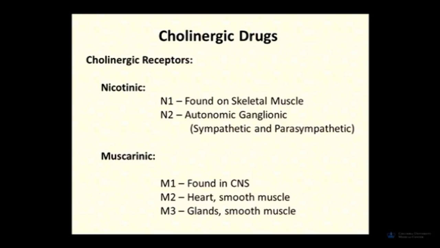M2 receptor, mostly found on the heart, can cause things like reduced heart rate, decreases heart rate. Also found on smooth muscle, and when stimulated, causes vasodilation. So smooth muscle of blood vessels that are found in the heart, blood vessels that are found in the general circulation. Here's the catch, though.